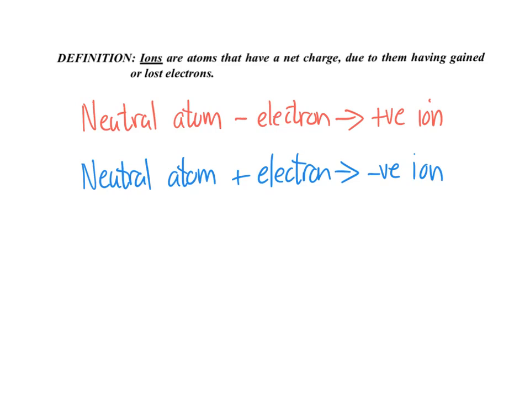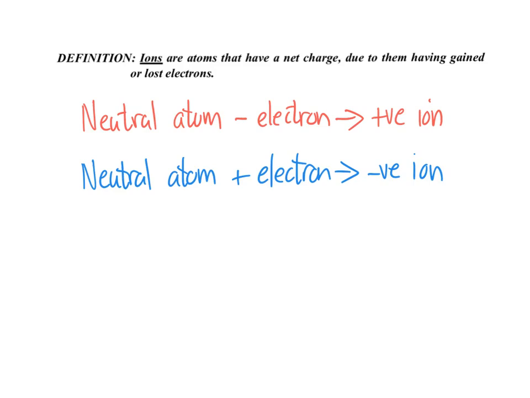In this video we are going to look at ions. Now ions are atoms that have a net charge due to them having gained or lost electrons. We know that atoms are neutral, in other words the amount of protons and the amount of electrons in an atom are equal. And because the magnitude of the charge of a proton and the magnitude of the charge of an electron are equal, if the amount of protons equal the amount of electrons, well then the atom is neutral.